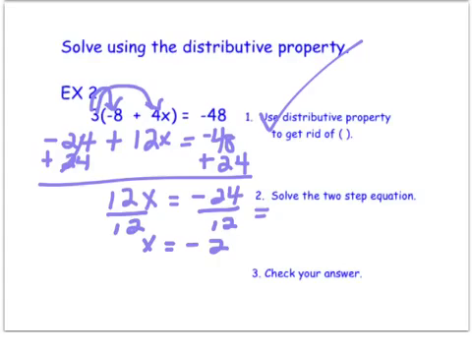So, at this point, I need you to take this negative 2, plug it in here, and see if, using the order of operations, you multiply this first, you can come up with this side equaling negative 48. If you need help, just raise your hand.